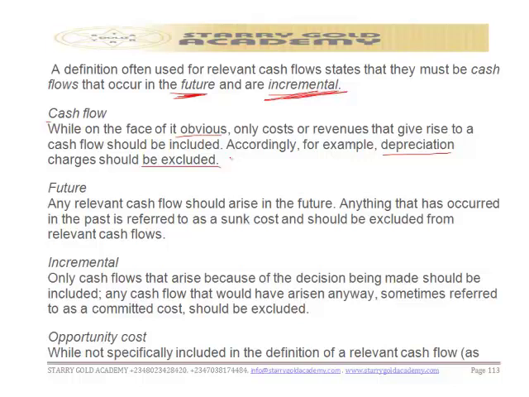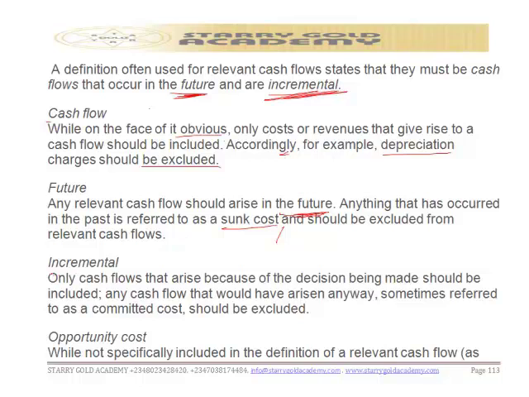Two, when I'm talking about the future, any relevant cash flow should arise in the future. So anything that has occurred in the past is known as sunk cost. In this case, the cost of experiments, the cost of research and development, all those things that have occurred in the past, are part of the sunk cost and they are never relevant cash flow.